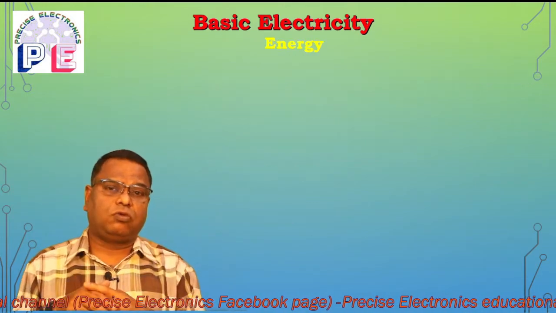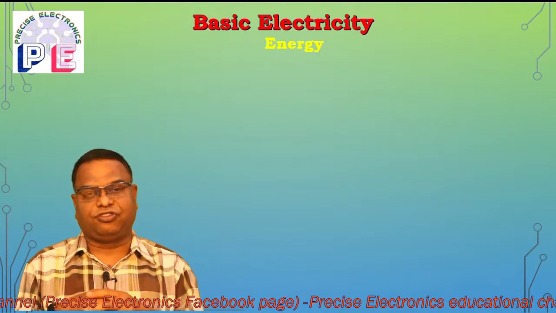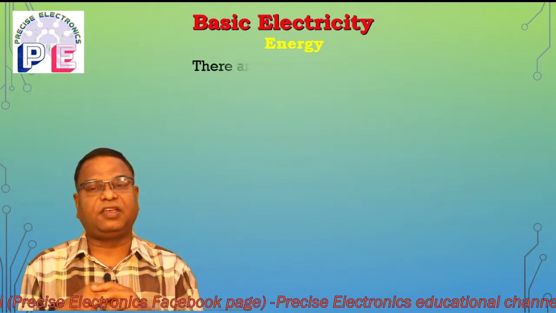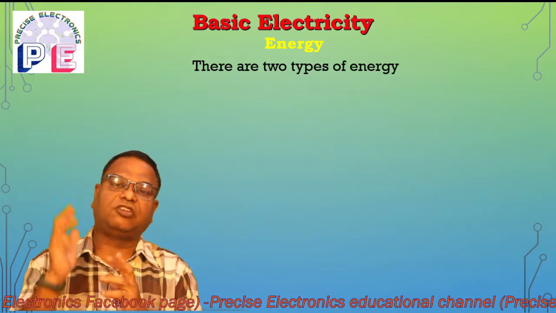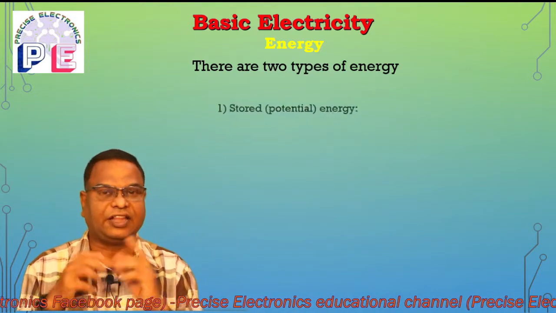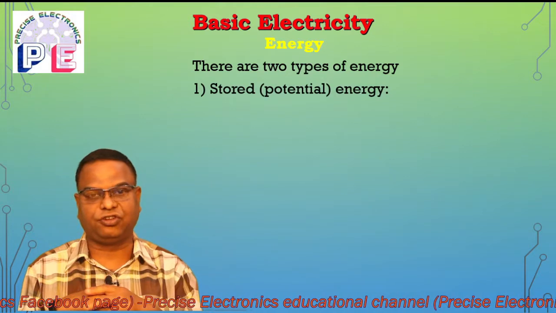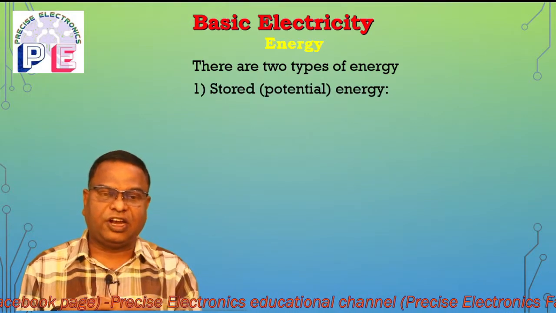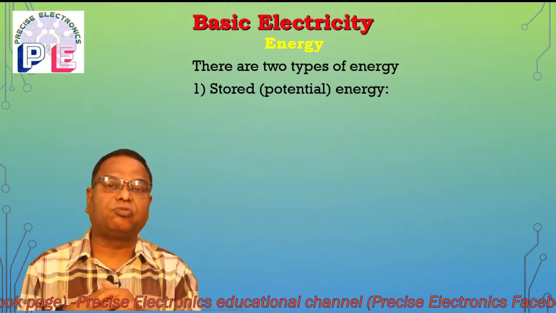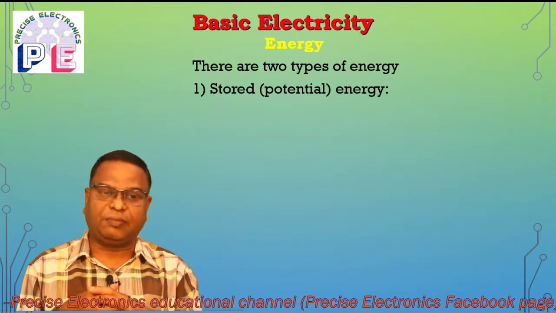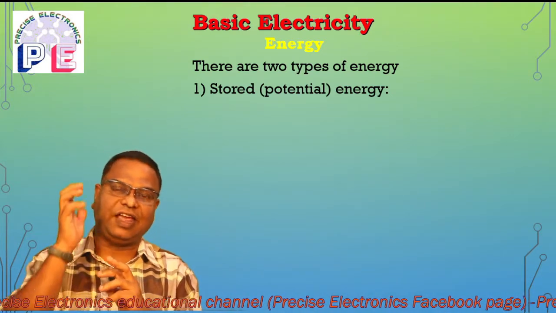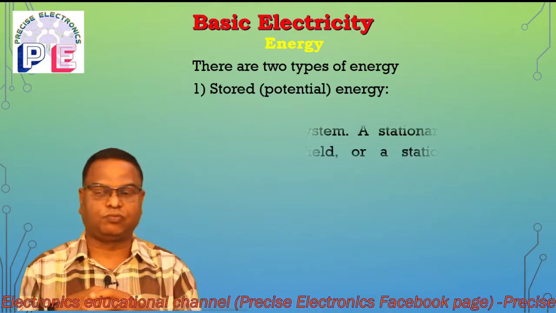Now we are moving toward the types of energy. Basically, there are two types of energy. The first type is stored energy, and that is known as potential energy. What is potential energy? Potential energy is mostly symbolized by capital U. This energy is stored in a system.